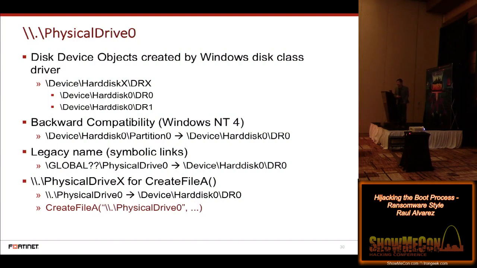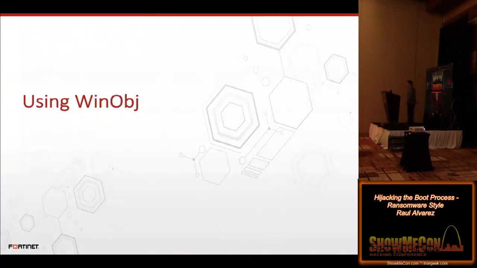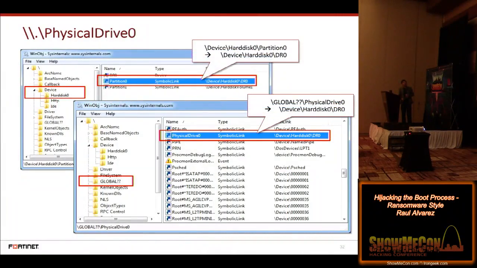To open the hard drive as a file, you use the CreateFileA API. There's another tool in Windows, WinObj. It will tell you what the convention is for your hard drive. That one is DR0.